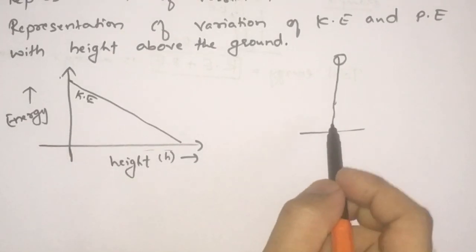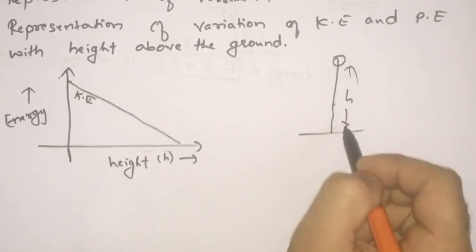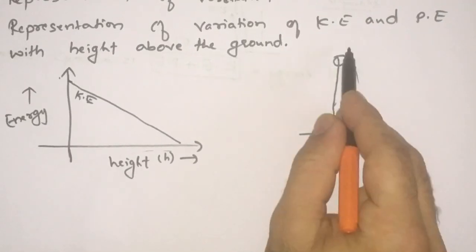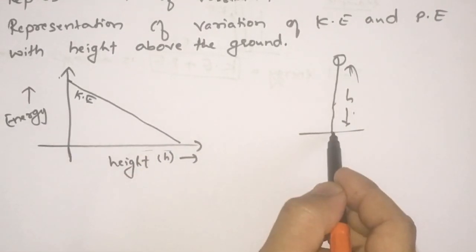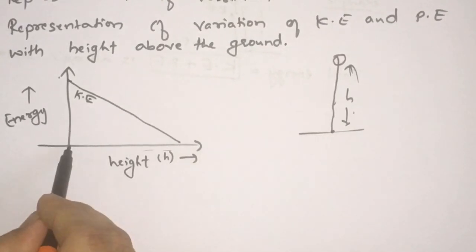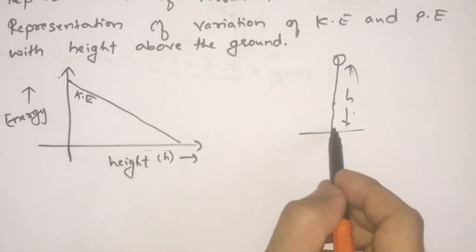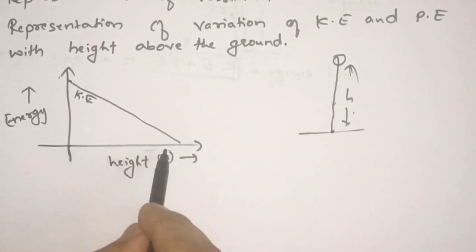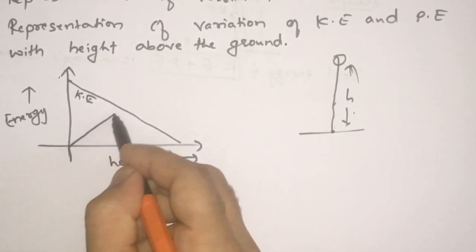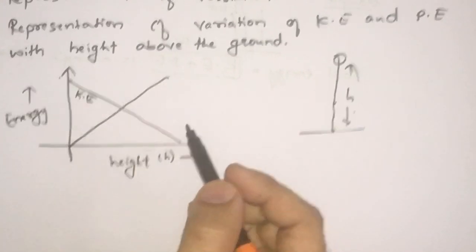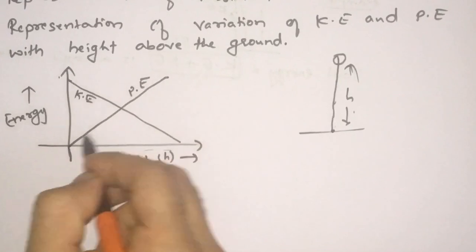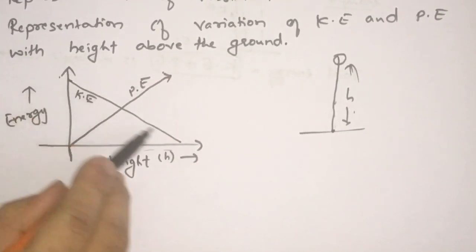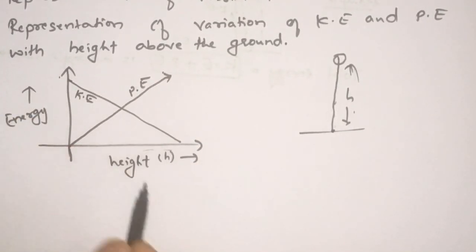But now if the height is increasing here, then what happens to the potential energy? Becomes maximum. So as here height is 0, potential energy is 0. So height is 0, potential energy is 0. Height is increasing, potential energy also increases, correct? So as height increases, potential energy increases, kinetic energy decreases, correct or no?